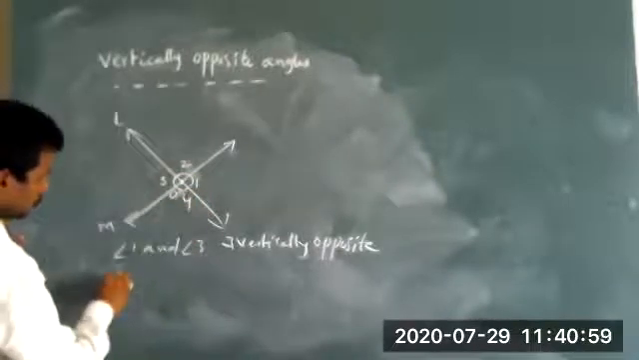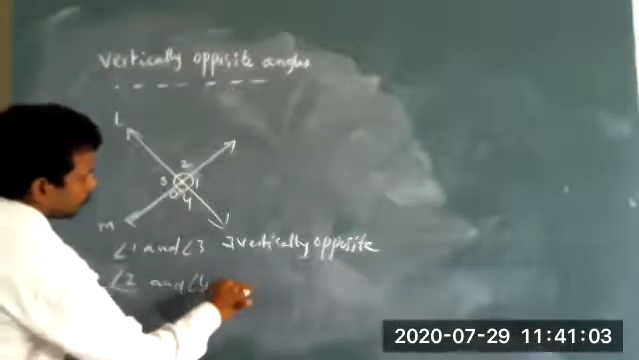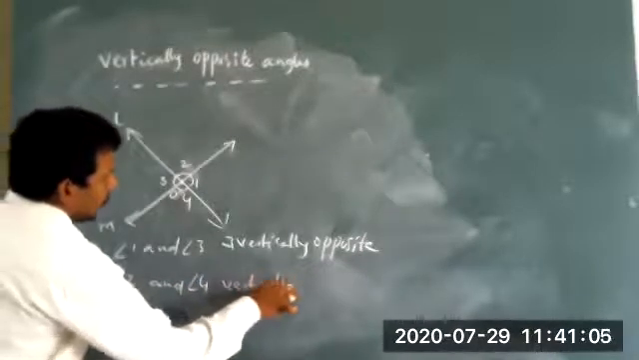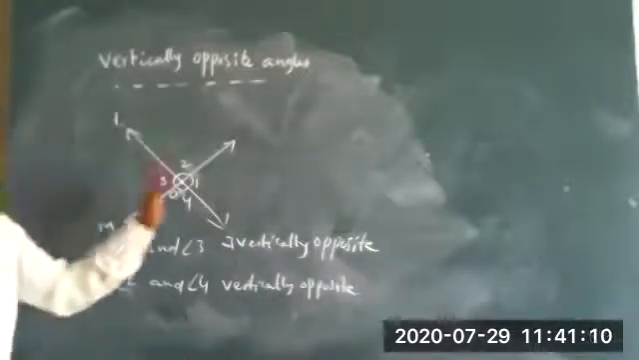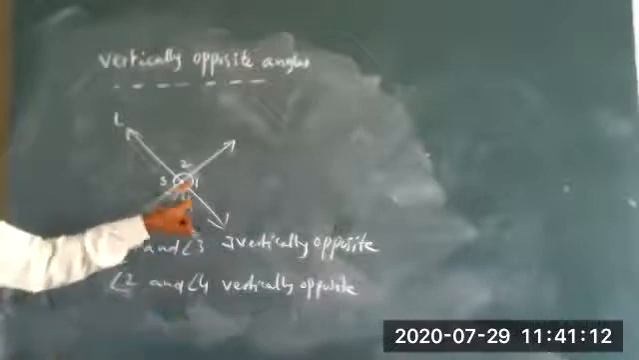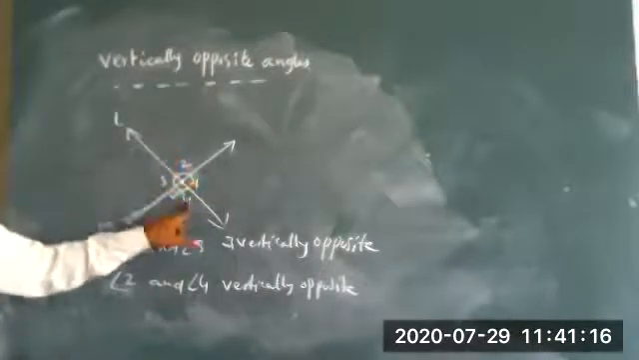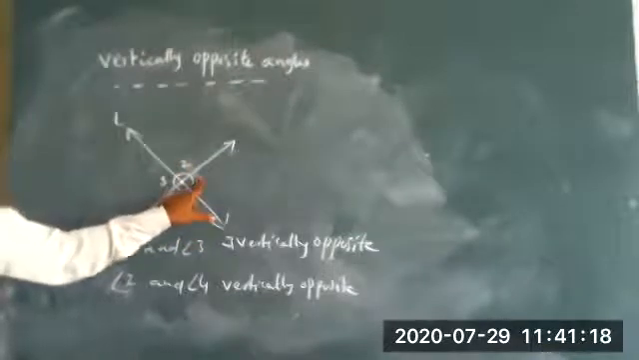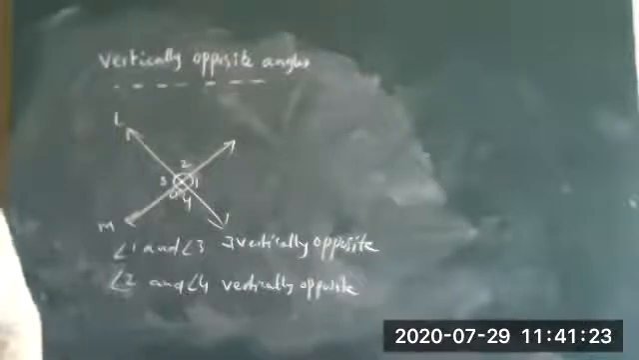How many pairs are there here? 2 pairs. Why? Because we have formed 4 angles. So angles 2 and 4 are vertically opposite angles, and angle 1 and angle 3 are vertically opposite angles. Clear, children?